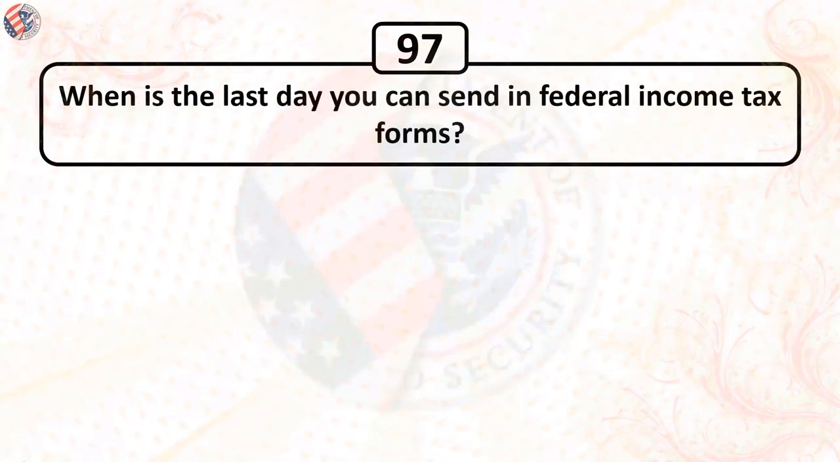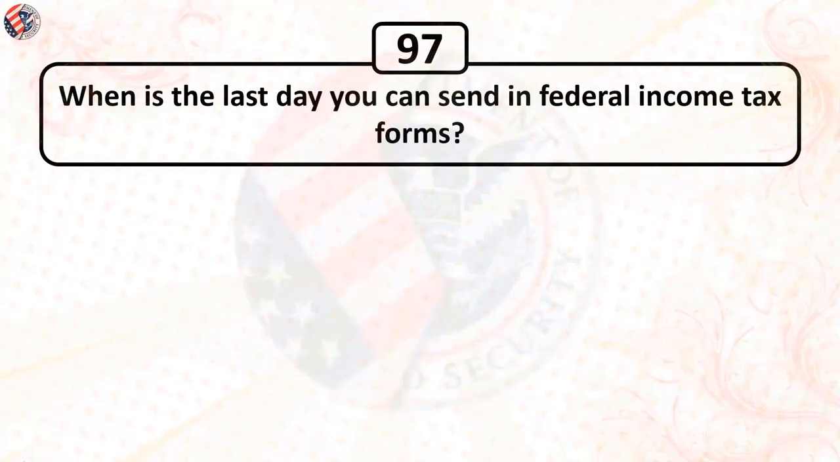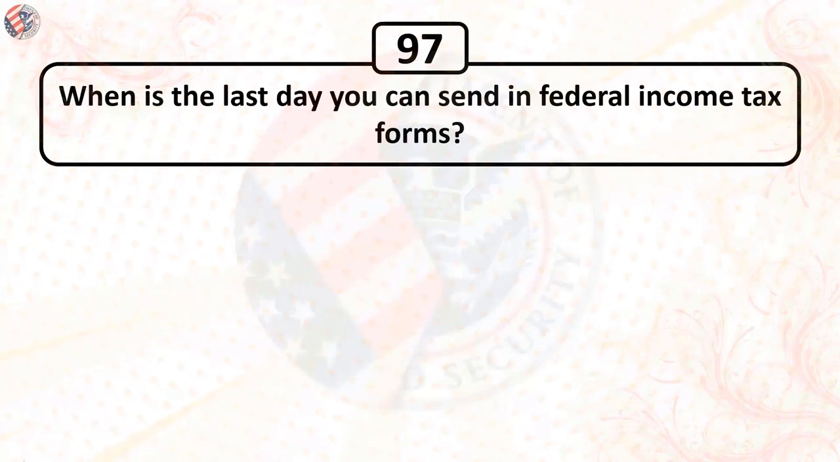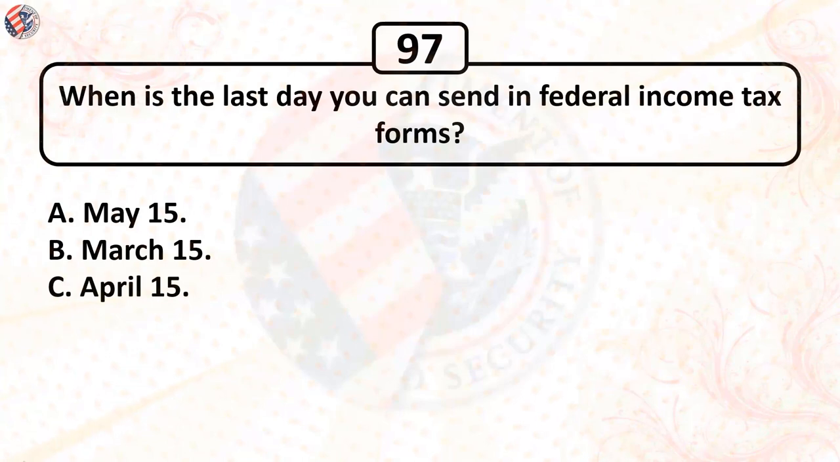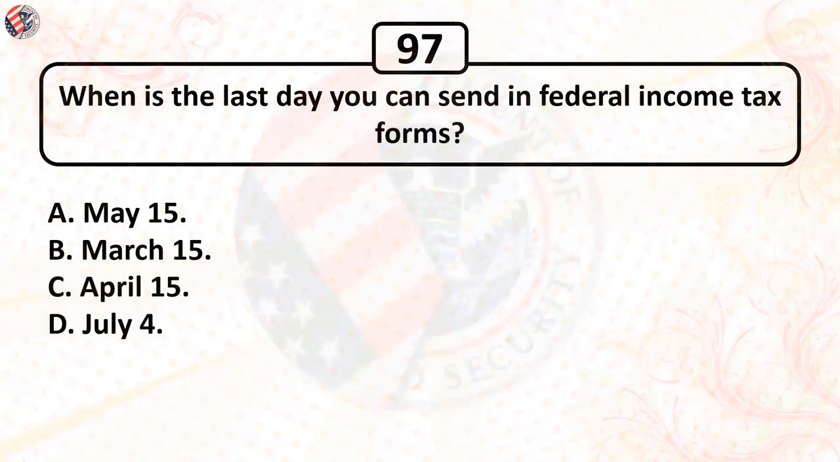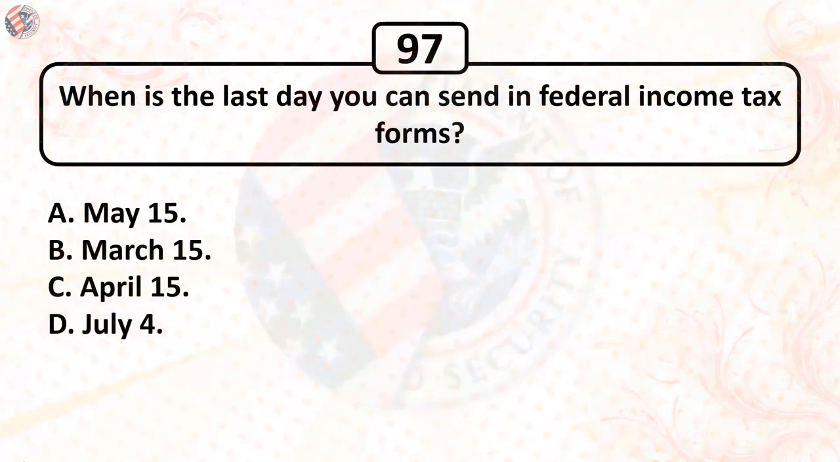When is the last day you can send in federal income tax forms? A. May 15th. B. March 15th. C. April 15th. D. July 4th.